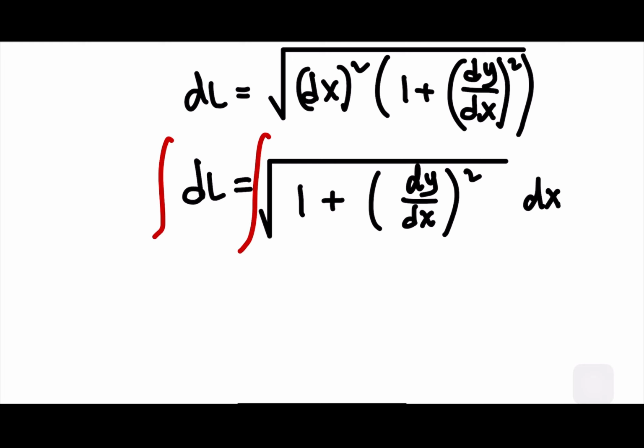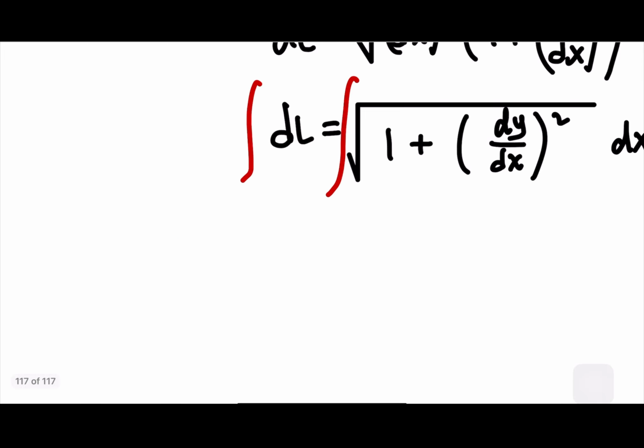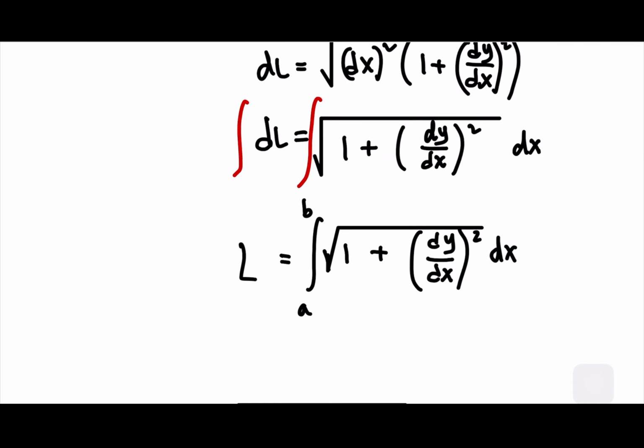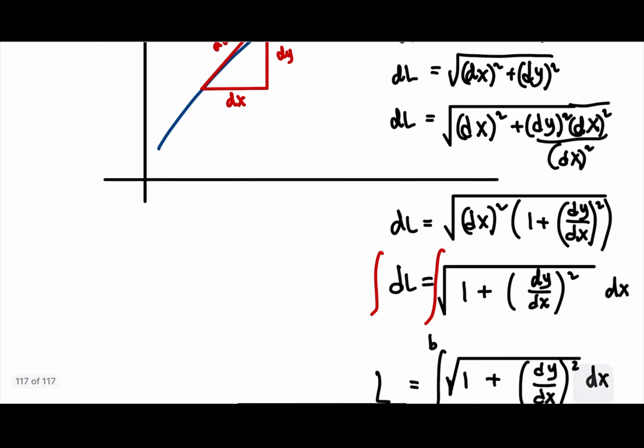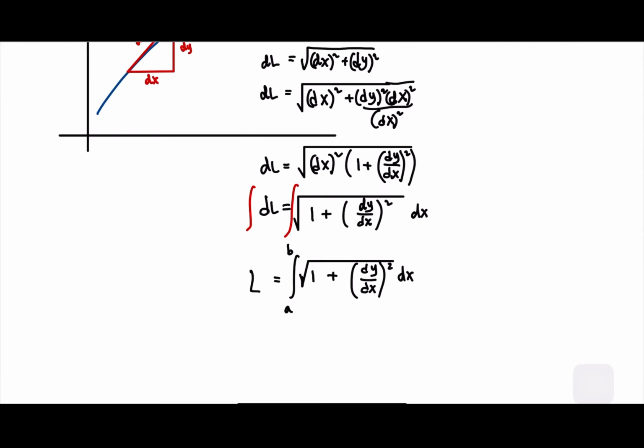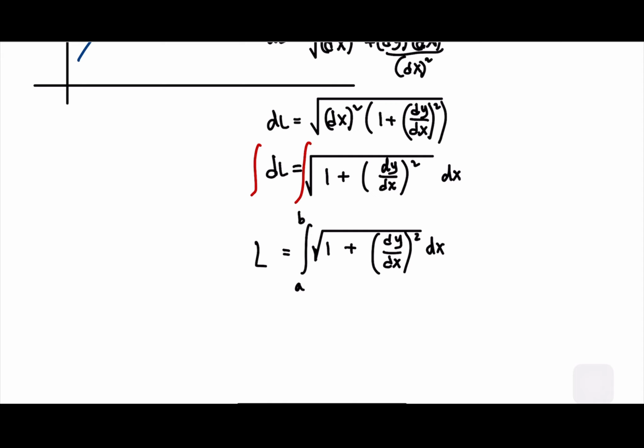We can integrate both sides, left and right, and we get that L is the integral from a to b of the square root of 1 plus dy/dx squared, dx. This definition is much easier to illustrate for me, and you can just use this triangle and the Pythagorean theorem to prove that the arc length L is the integral of the square root of 1 plus (dy/dx) squared dx.